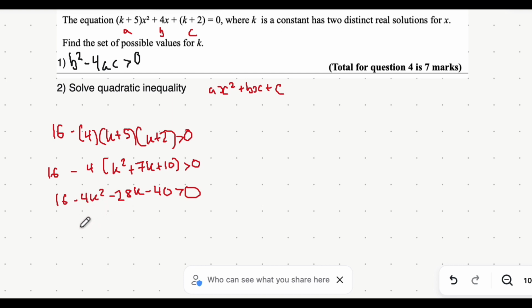Now writing this in the form of a quadratic, we have minus 4k squared. So the k squared term first, then the k term. And then we can collect like terms. We can do 16 take away 40, which is minus 24. Is all bigger than 0.